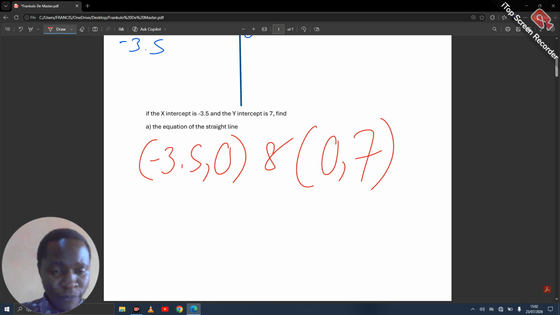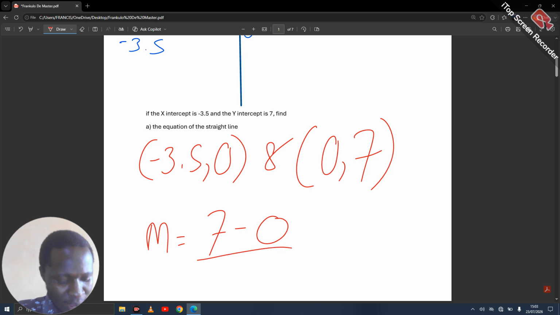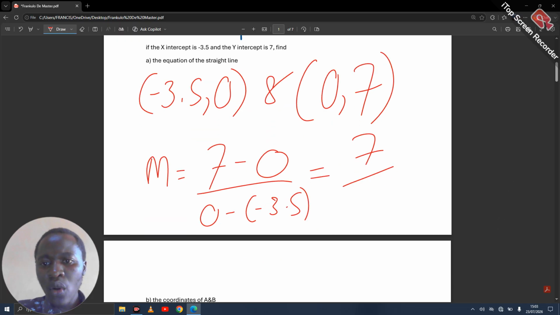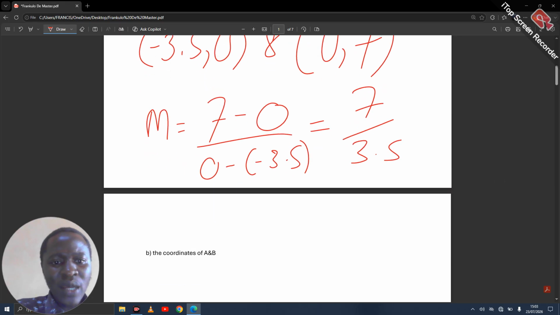So at this point we get the gradient. The gradient will be given by 7 minus 0 all over 0 minus negative 3.5. So we have 7 all over 3.5. So what is our gradient? I'm sorry, I'll have to rub some, but don't worry. Our gradient will be 2, if I'm not wrong. Our gradient will be 2.